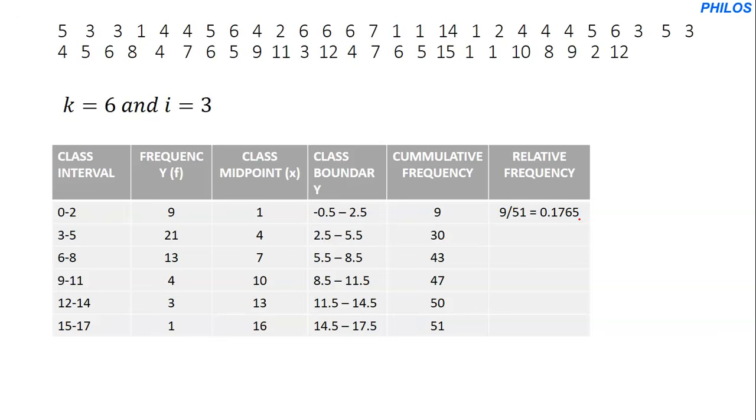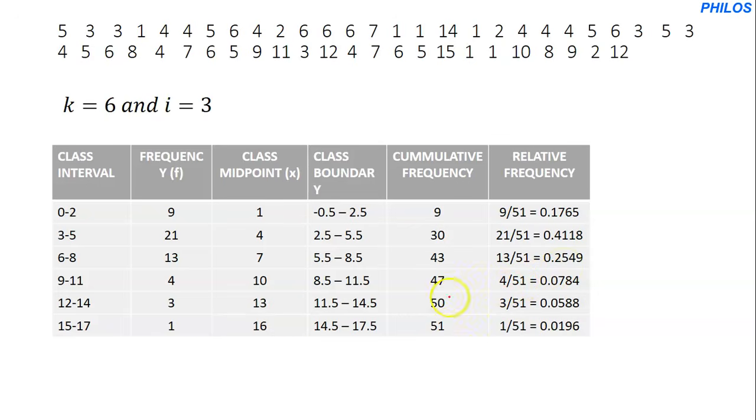I have decided to leave my answer in 4 decimal places. When you check other books, maybe the answer is in 3 decimal places, but I prefer to use 4 decimal places. So leave the answer in 4 decimal places. Now, for the relative frequency of the second class, you take the frequency of the second class divided by total frequency. So 21 divided by 51. So that gives you this. So for the third class, you take the frequency of the third class, 13, divided by 51. Then you get your answer.